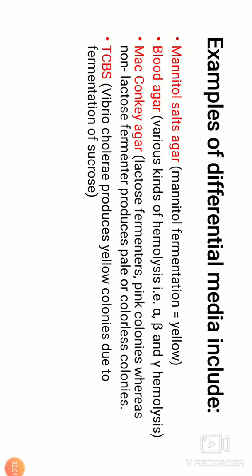Example is mannitol salt agar, where mannitol fermentative organisms give yellow color. Blood agar gives hemolysis of streptococci, where you can differentiate between alpha, beta, and gamma hemolysis. MacConkey agar gives pink color for lactose fermenters, and pale color for non lactose fermenters. TCBS agar, as I already mentioned, thiosulfate citrate bile salt sucrose containing agar, where Vibrio cholerae produces yellow color colony due to fermentation of sucrose.